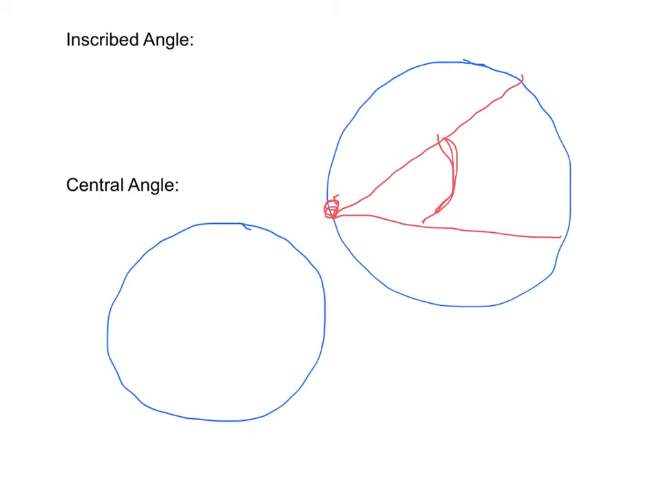We have a circle, and we have its center here, and then we have 2 radii, so they go to the center. Then this is a central angle between 2 radii.